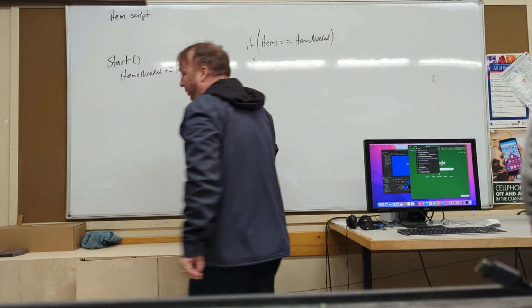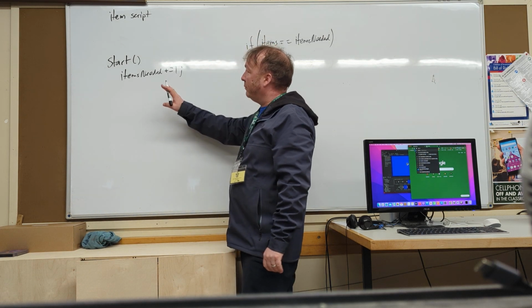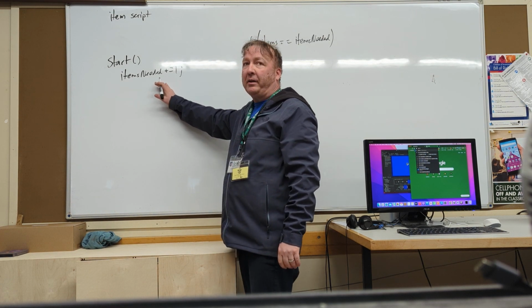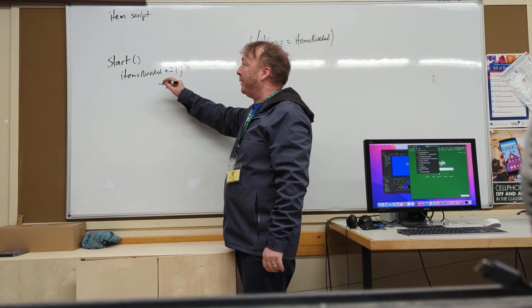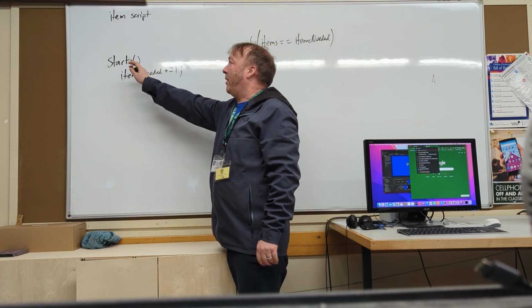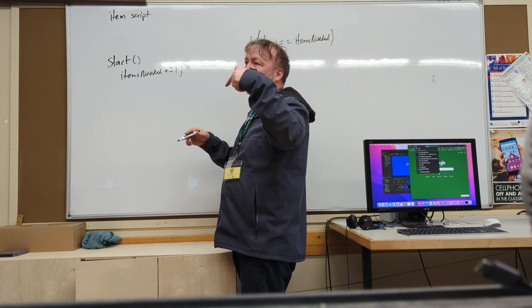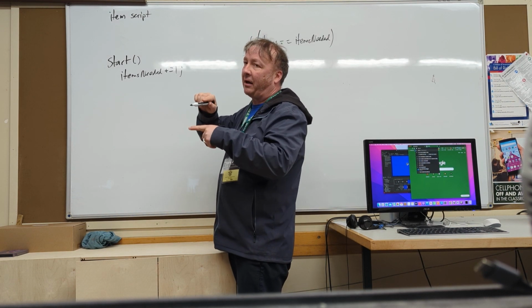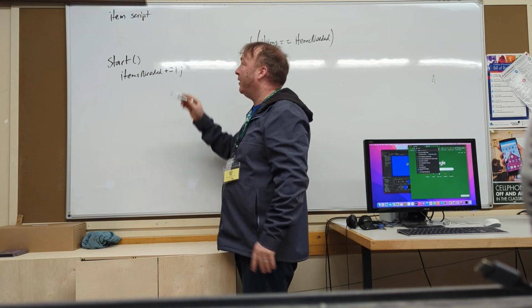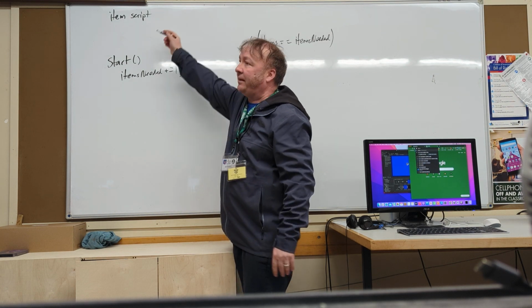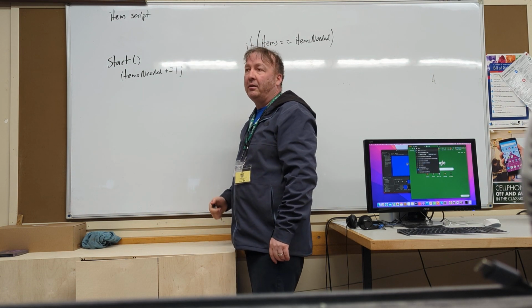But where do we want to create this variable itself? If we create it in the item script, like if we say in start items needed equals 0, then every single item that's created, it's going to go back to 0 and then count up to 1 and go back to 0 and count up to 1. So this items needed can't exist in the item script. So where should we put it?